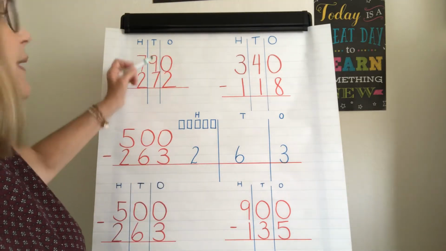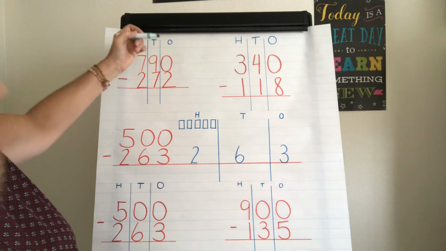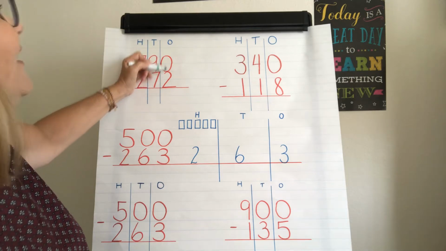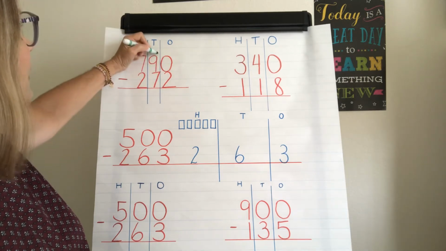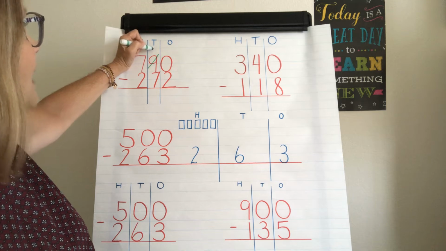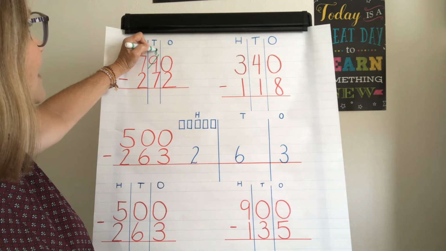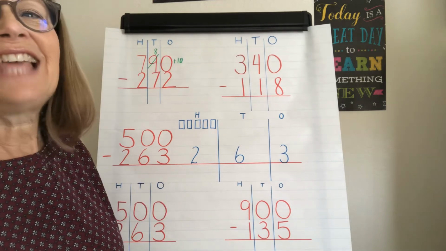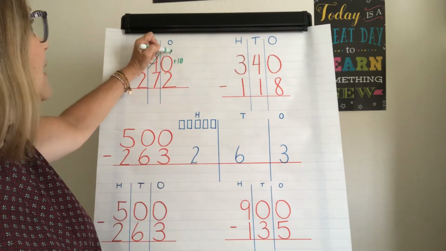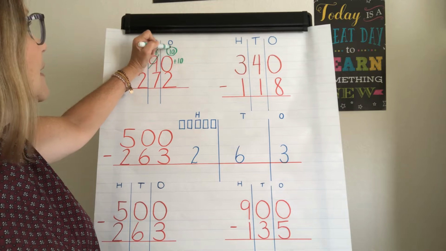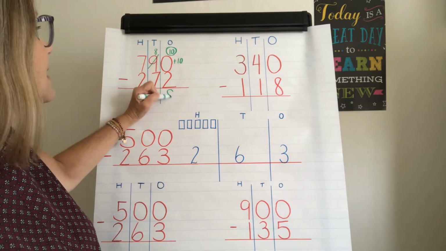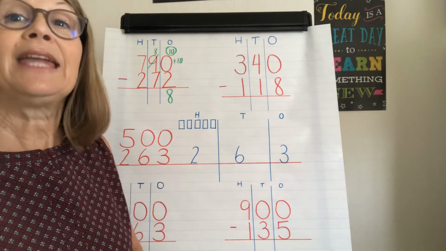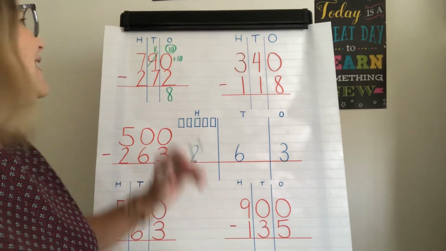Okay, in this one, let's ask the question, in the ones, is the bottom number bigger? Yes, it is. So I'm going to ungroup my 9 tens and make it 8 tens. And I'm going to add 10 over here. 10 plus 0 is 10. I like to circle it. 10 take away 2 is 8. Okay, I am done with my ones.